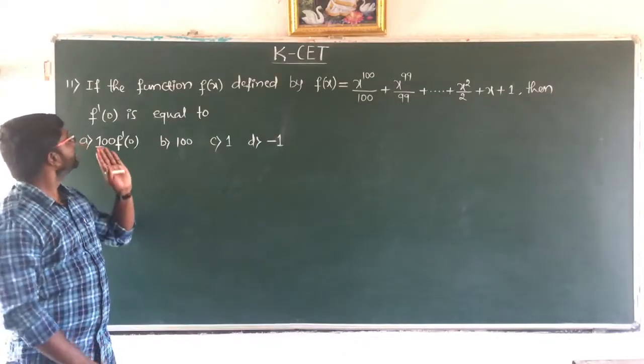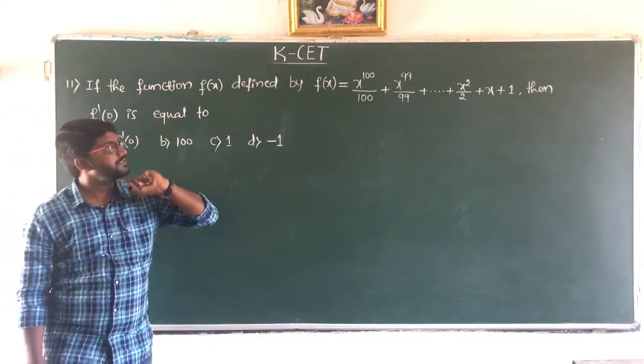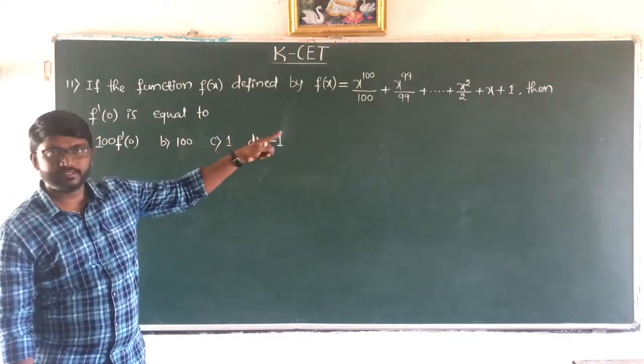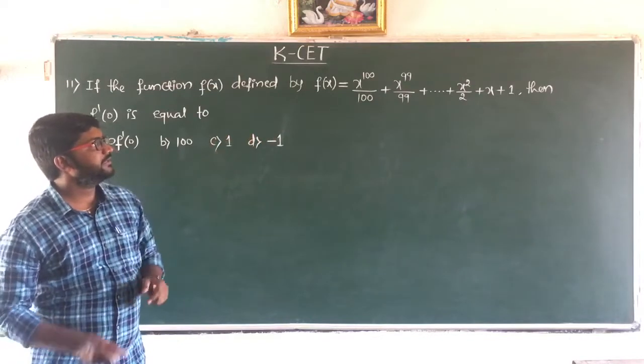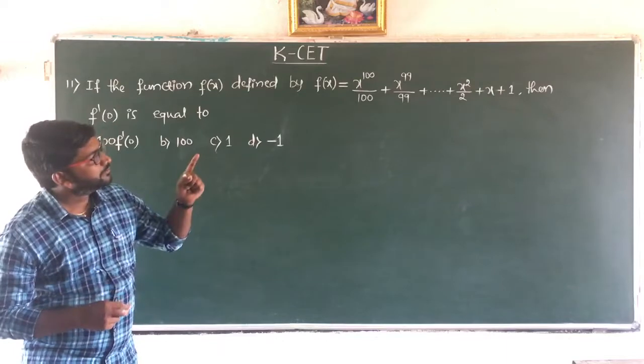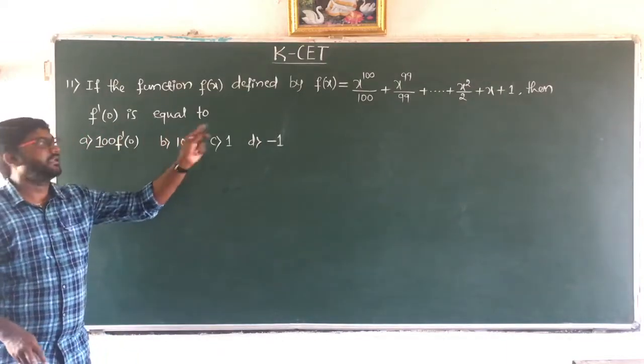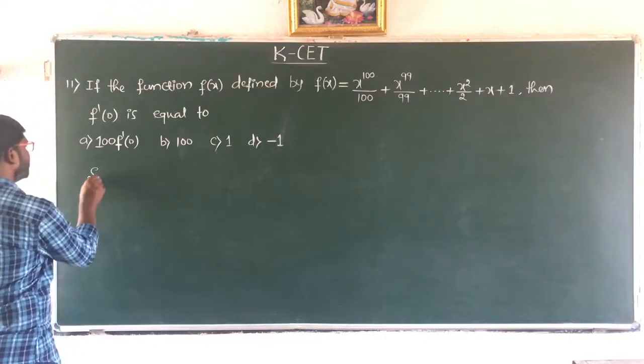Well, let us solve the next question. If the function f of x is defined by f of x equal to x to the power 100 divided by 100, plus x to the power 99 divided by 99, plus so on, plus x square by 2, plus x plus 1, then f dash of 0 is equal to. So let us solve this now.